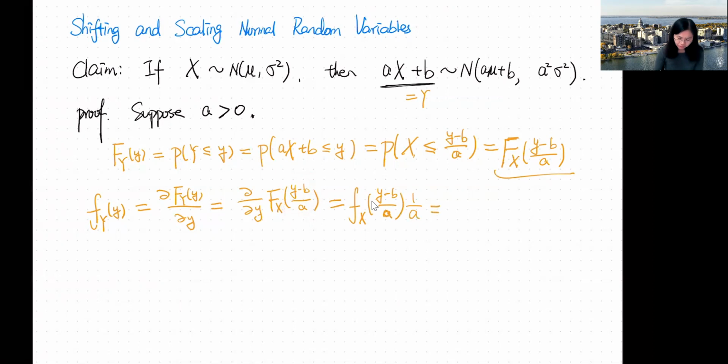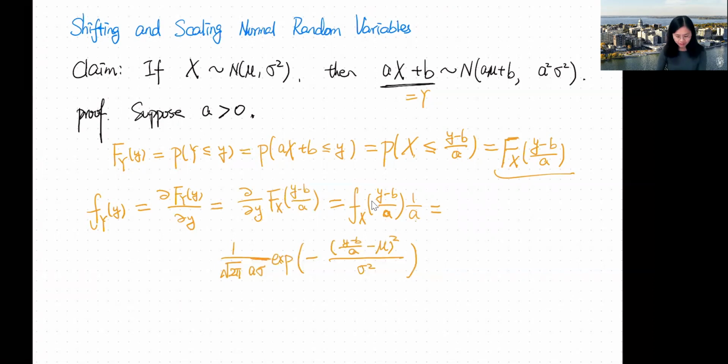So that, in fact, is 1 over square root 2 pi times sigma times a. So a sigma exponential. Actually, let me move here because I want more space. Exponential minus y minus b over a minus mu, because x has expectation mu, squared divided by sigma squared.